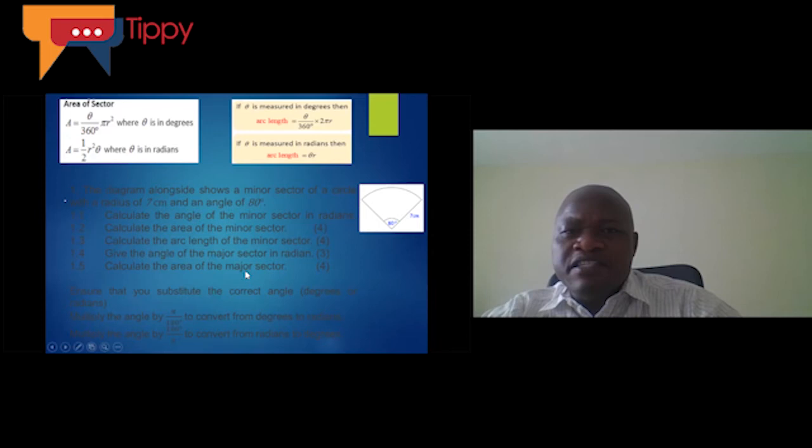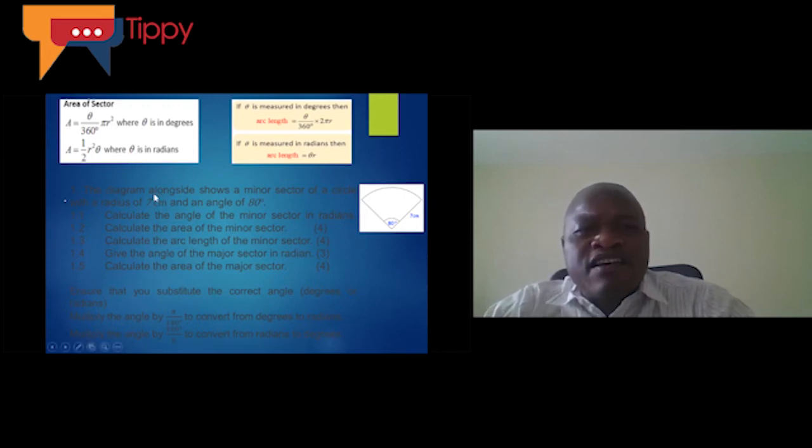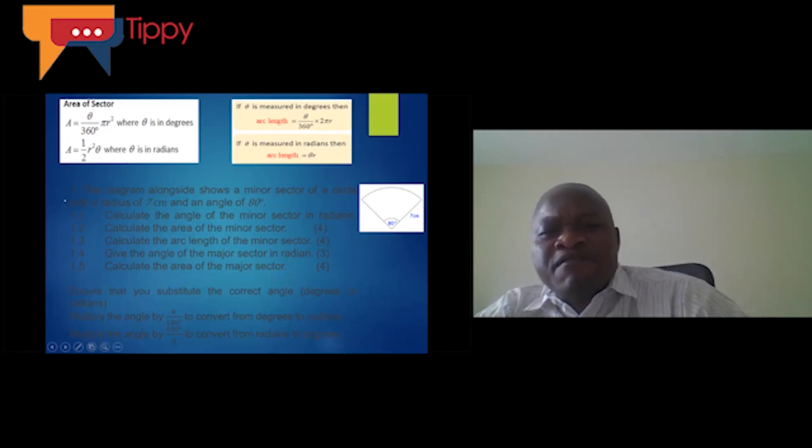All right, calculate the area of the major sector. What is the area of the major sector? Now, to find the area of the major sector, you can either say the area of a circle is given by pi r squared. You substitute your radius by 7. You find your area there, and then subtract the area of the minor sector, which you calculated in the previous question.